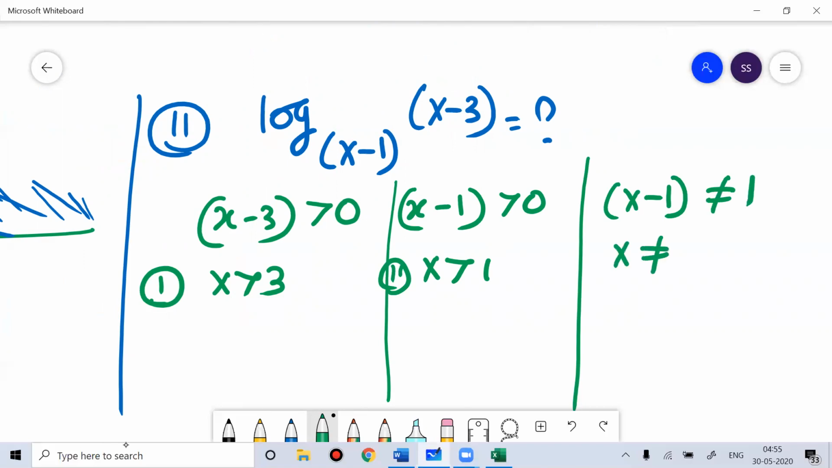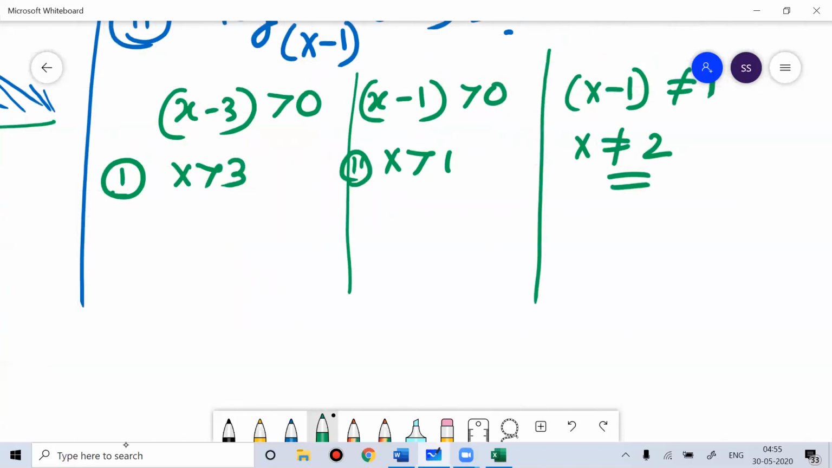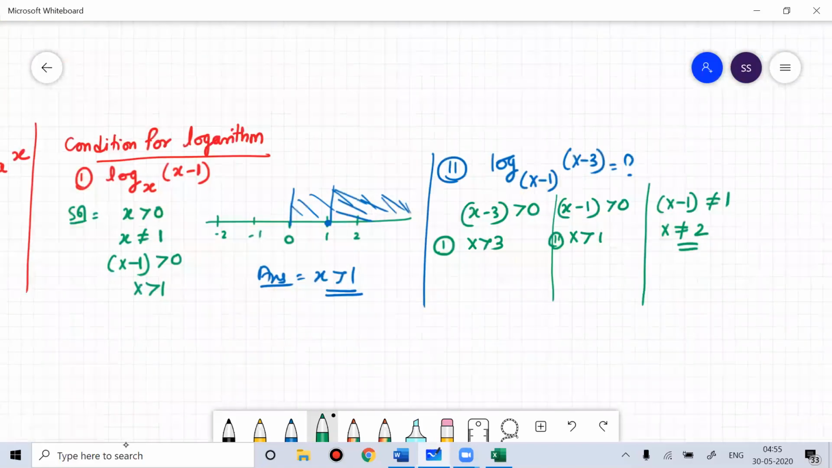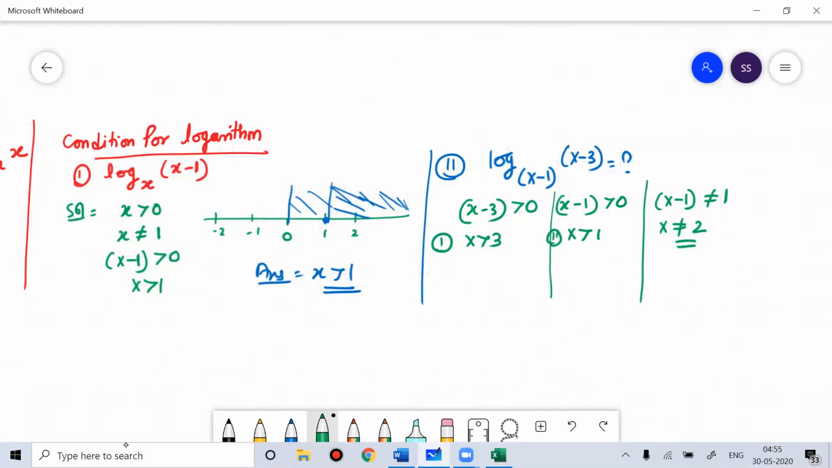It means the value of x should not be equal to 2. So what that means? It means that if you see the number line, the value of x should be greater than 1. It should be greater than 3. It should not be 3. So here I can say again the value of x should be greater than 3. So the condition which satisfies all is that x should be greater than 3.